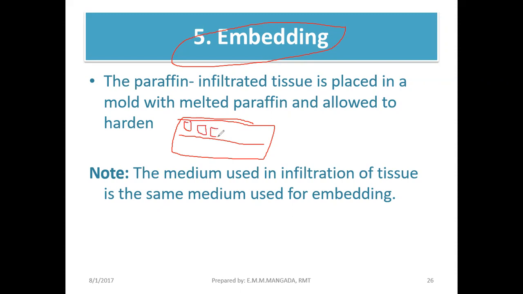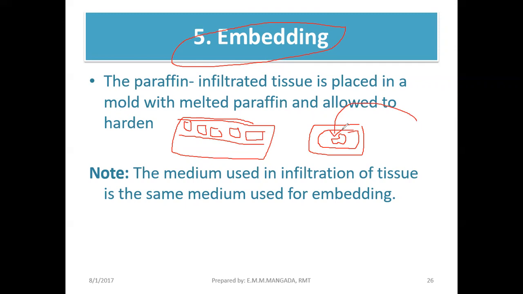So if the shape of your mold, for example, is a cube or square, your ice will also be square, right? Okay? So you have ice cubes. Okay? It's the same with embedding. So in embedding, this is, for example, the mold. It has a depression there because that's where the tissue will be placed. So if, for example, this is your infiltrated tissue, you place it in that hole. Then you will fill this, again, with melted paraffin.